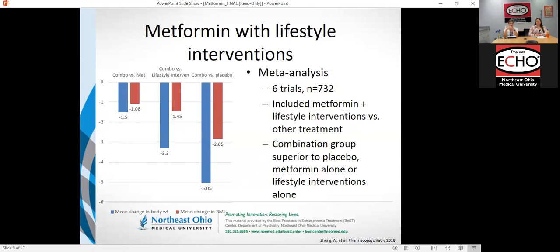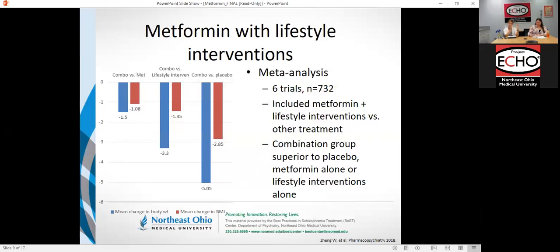And what they were looking at, in some of the patients, they were normal weight. So that was in 3 trials. In 2 of the trials, they were overweight. And in one of the trials, they had obese patients. So this was metformin and lifestyle intervention. So that's what I'm going to call the combination group against placebo, the combination group against metformin alone, and the combination group against lifestyle interventions alone.